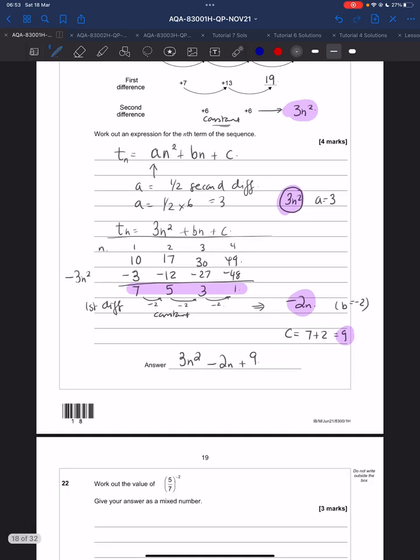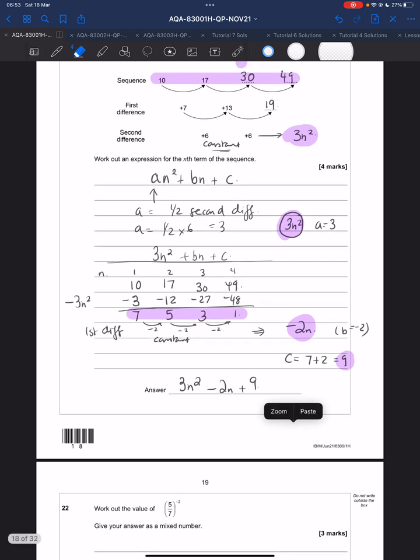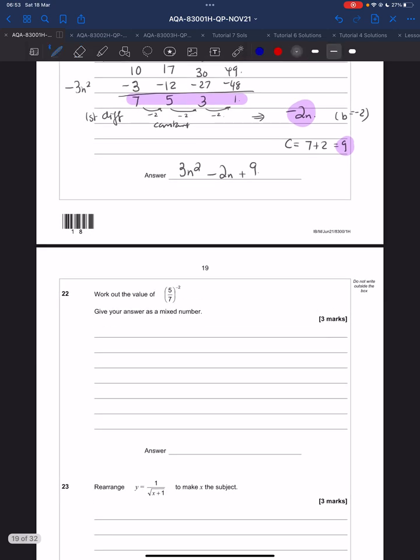So for the nth term, we don't really need to put the tn in, because that's a bit confusing. Anyway, work out the value of 5 over 7 to the minus 2. The negative means take the reciprocal, so I've dealt with that by turning the fraction upside down. This is 7 over 5 squared, so when you square, it's 7 times 7 on the top, 5 times 5 on the bottom, giving 49 over 25.